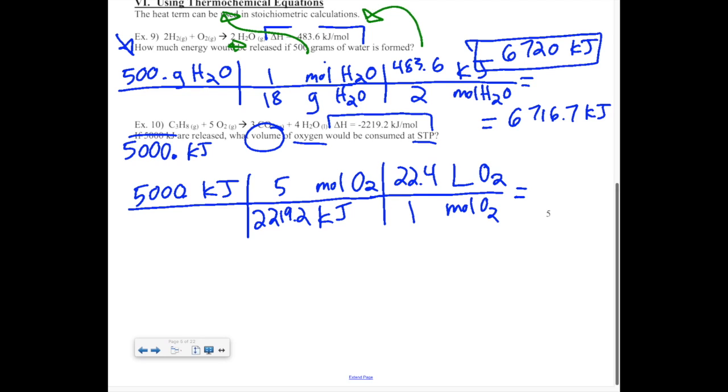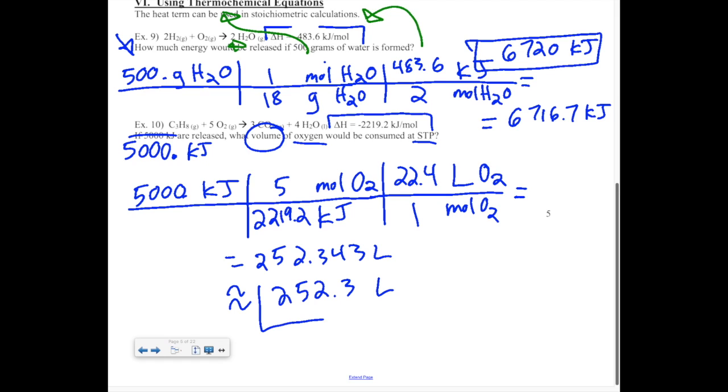Now, Mr. Russell messed up because this one should not be here. Oh wait, no, that one should be there. I apologize. So once I do all those calculations, I end up with 252.343 liters, and that's going to approximate to 4 sig figs this time, so 252.3 liters. And now that's my final answer.